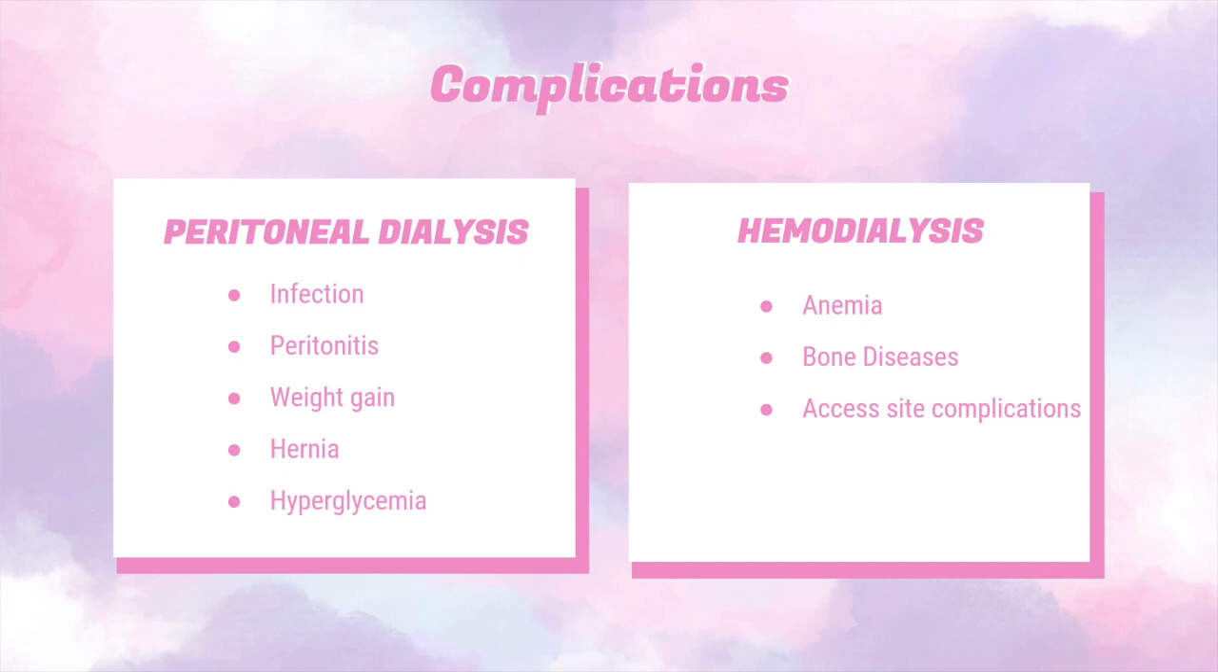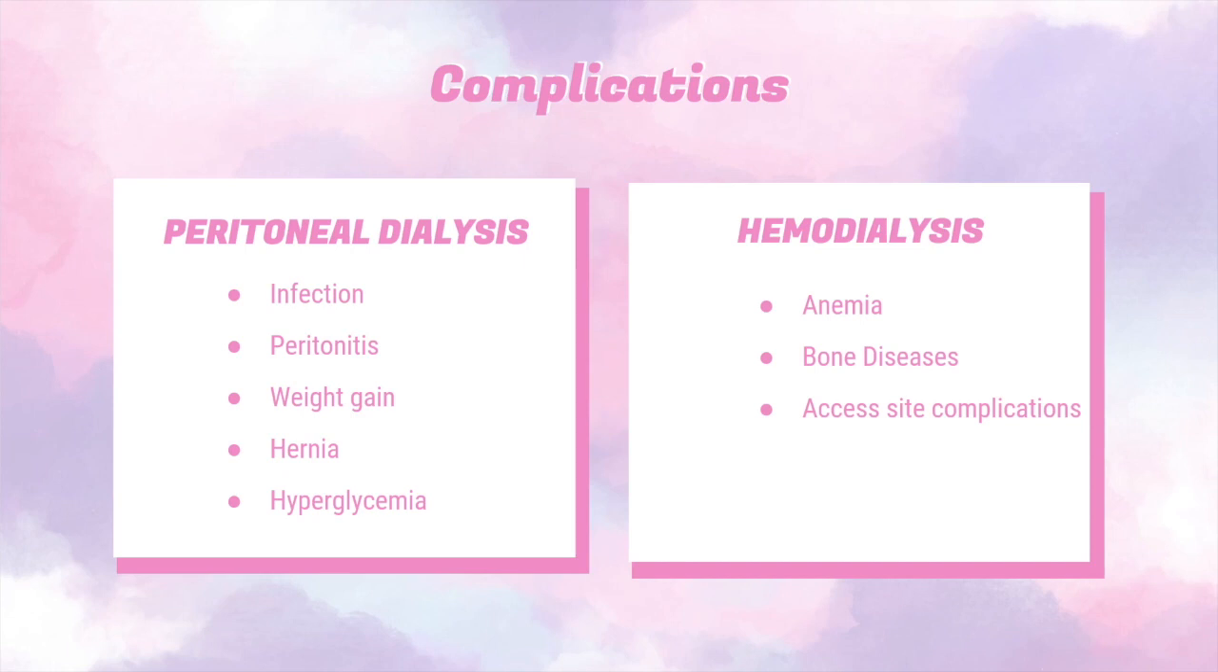The first sign of peritonitis is cloudy dialysate drainage fluid. Third is weight gain. Since dialysate contains sugar, absorbing some of the dialysate might cause you to take in hundreds of extra calories daily, leading to weight gain. Fourth is hernia. Holding fluid in your abdomen for long periods may strain your muscles. Fifth is hyperglycemia. For the complications on hemodialysis, first is anemia.